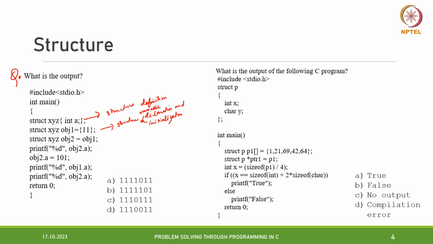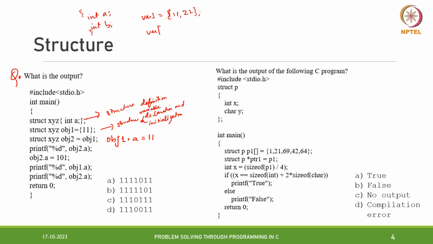So let's see what happens first. Initially we have obj1.a set to 11. This is how you initialize, because you have initialized a value of 11. So if it had multiple things, say int a, int b, and so on, let's say this was your structure, and you had defined the structure variable var1, I could give values of say 11, 22. This would be one structure variable.